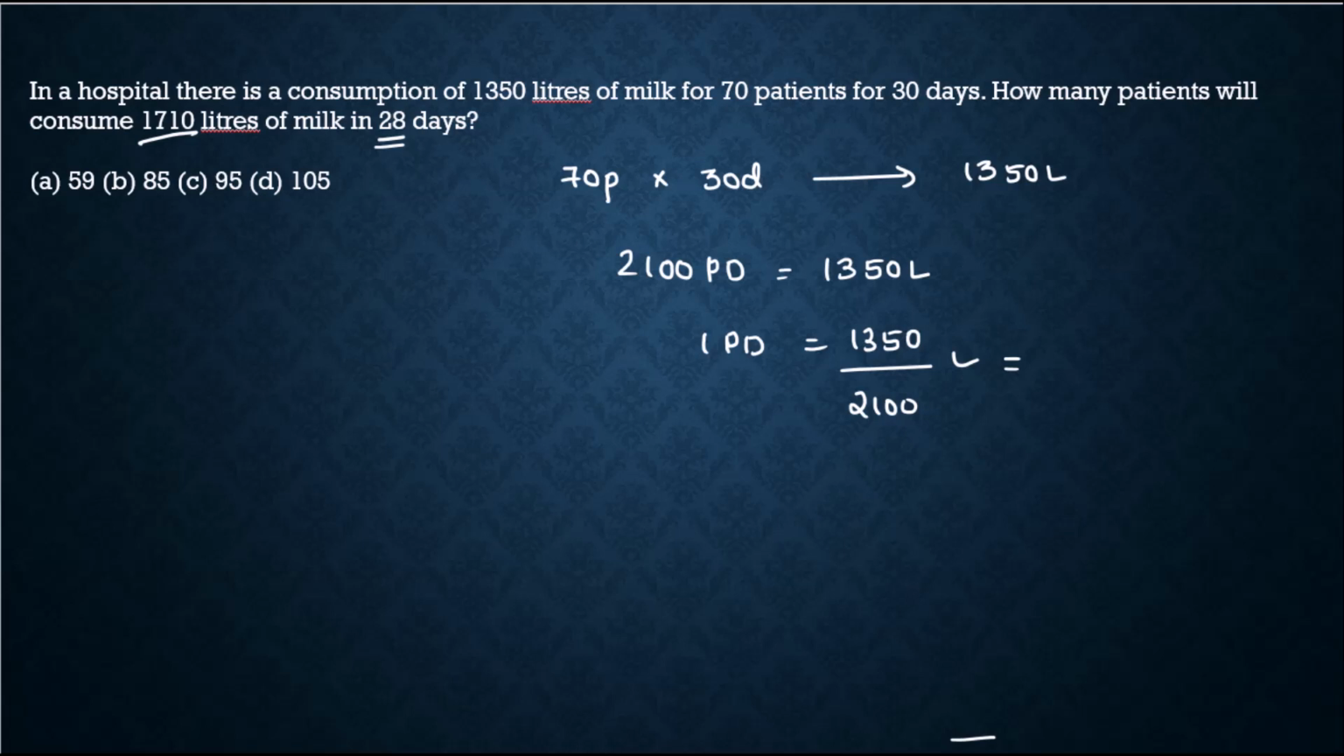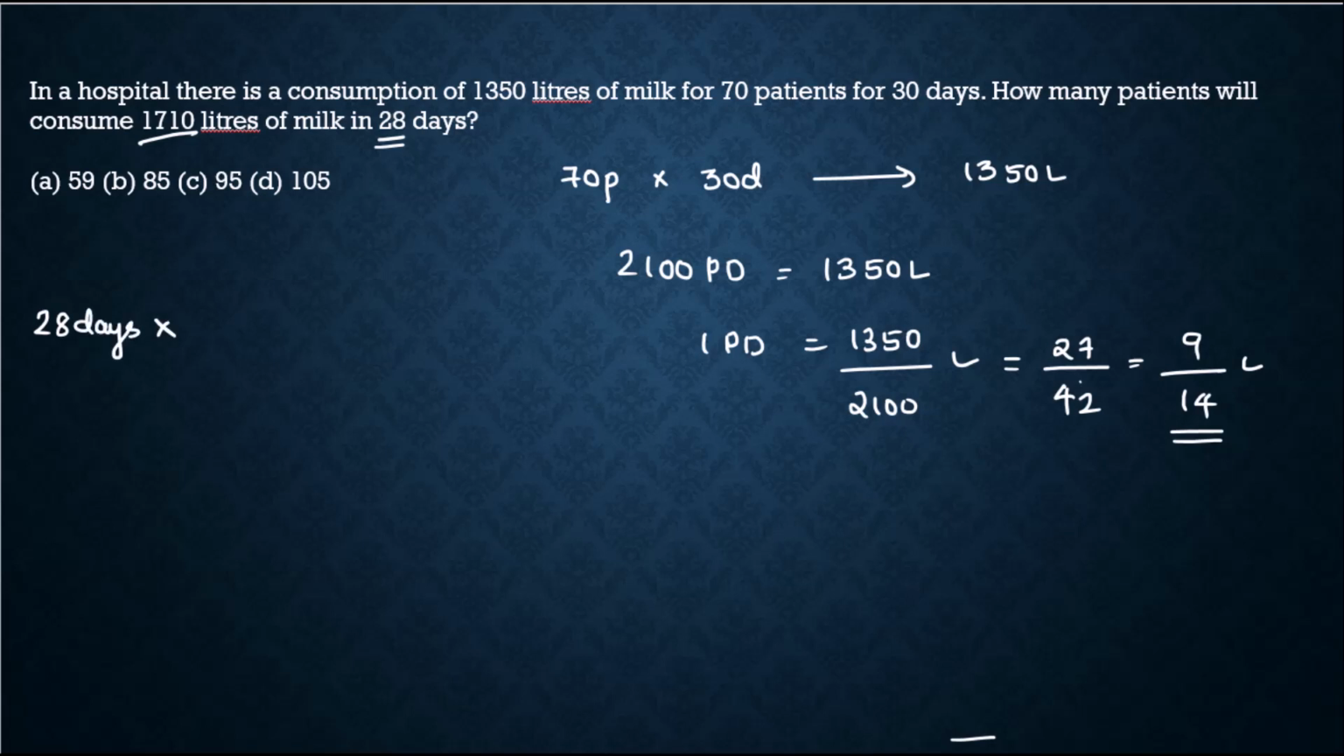We can simplify by 50. What you will get? The top you will be getting 27 on cancellation by 50. Denominator you will be getting 42. Simplify with the 3, 9 upon 14. 9 by 14 liters of milk is required. Okay, then here we need, so for one day, one patient requires 9 by 14 liters of milk.